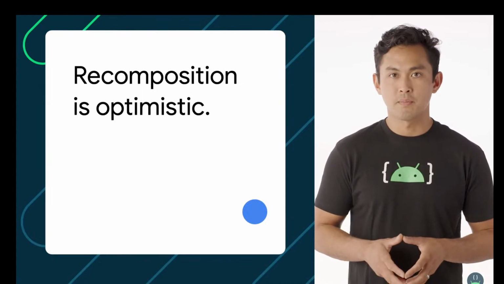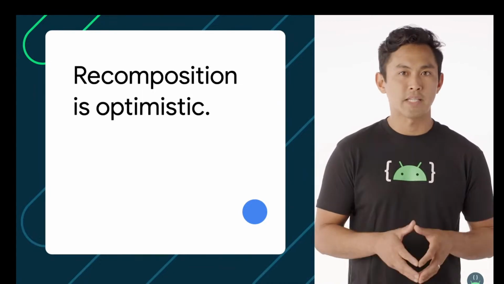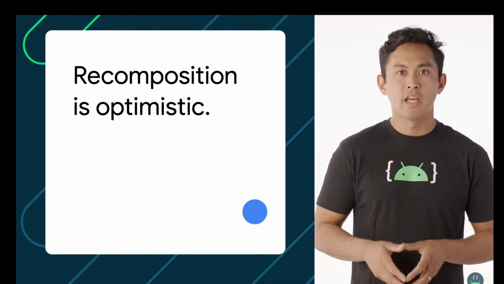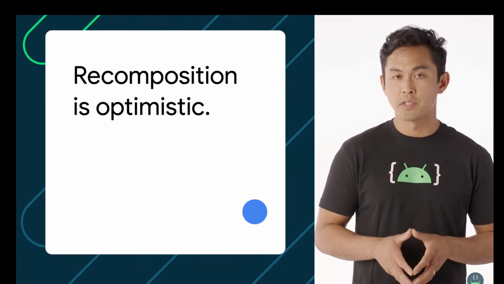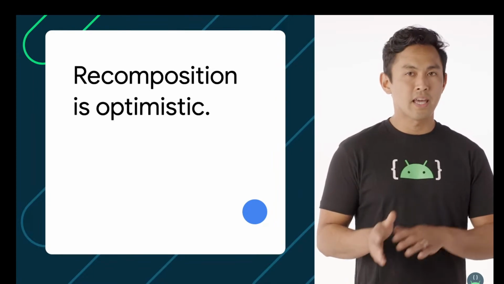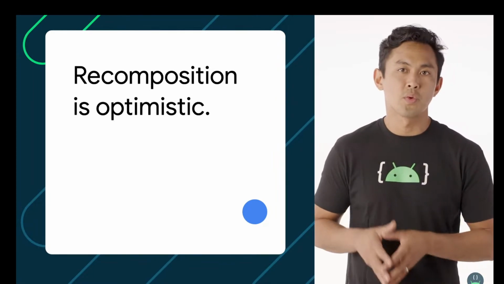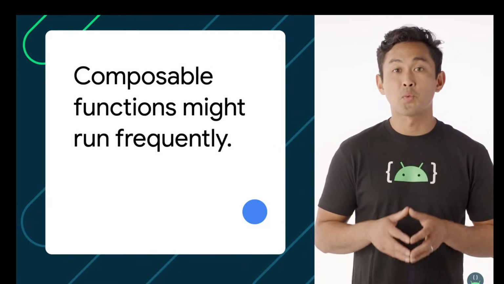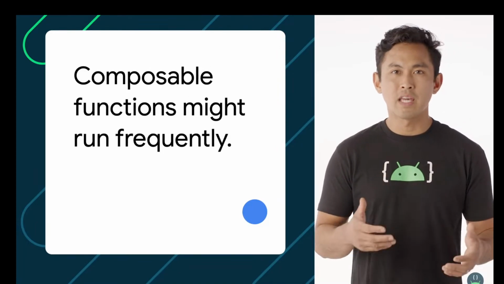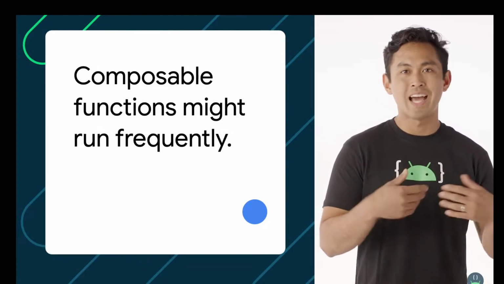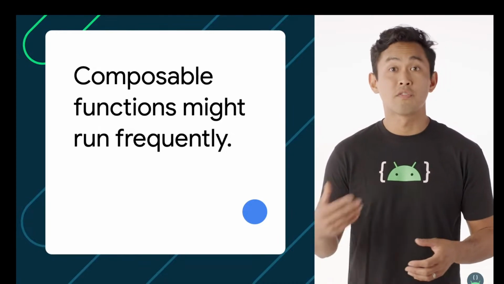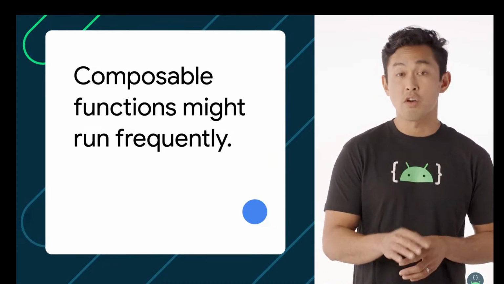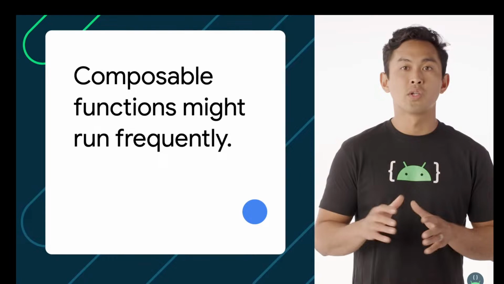Recomposition is optimistic. This means that Compose expects to finish recomposition before the parameters change again. If a parameter does change before recomposition finishes, Compose might cancel the recomposition and restart it with a new parameter. Lastly, composable functions might run frequently. This might be the case if your composable function contains an animation that needs to be executed for every frame. This is why it's important to make sure your composable functions are fast to avoid dropped frames.